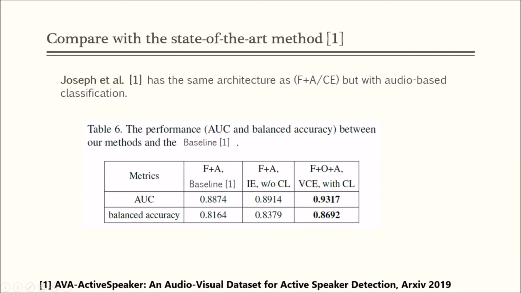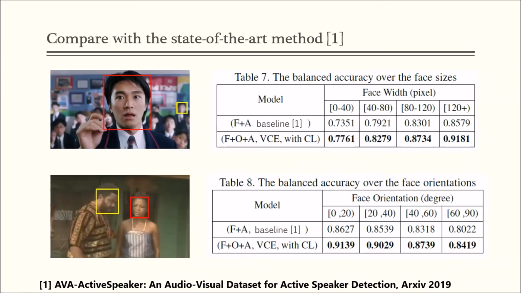We also compare our best baseline with the state-of-the-art method, which has the same architecture as the model, with face and audio as inputs and contrastive loss as a loss function, but is trained with an additional cross-entropy loss for an audio embedding network. As the table shows, our proposed model, with face, audio, and optical flow as inputs and view-coupled embedding with contrastive loss, achieves consistent improvement over the state-of-the-art method.